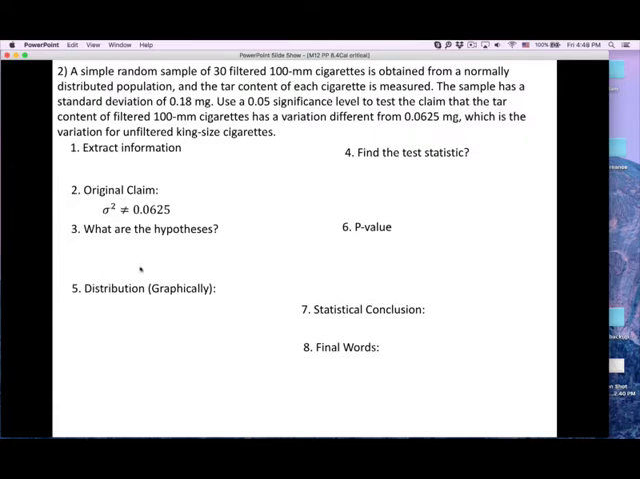And then figure out what your null and alternate hypotheses are. You should have equal and not equal to. And this is going to be two-tail, because of the not equal to in your alternate hypothesis. So that's a two-tail.